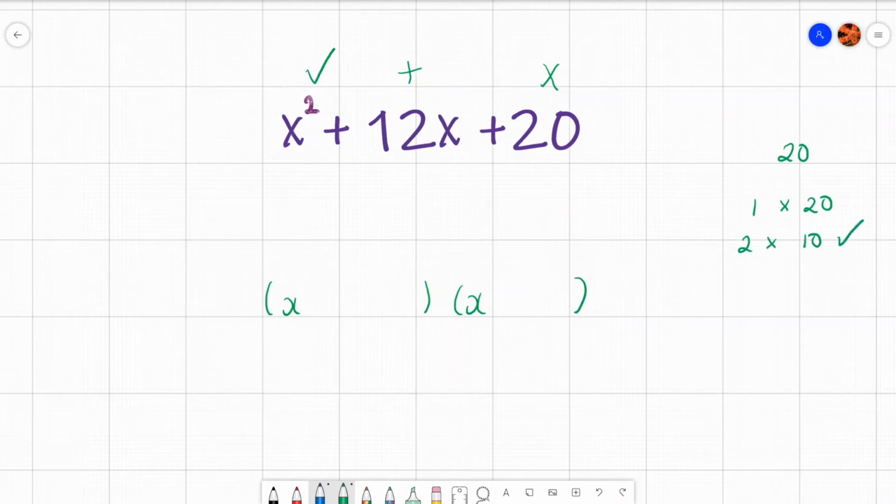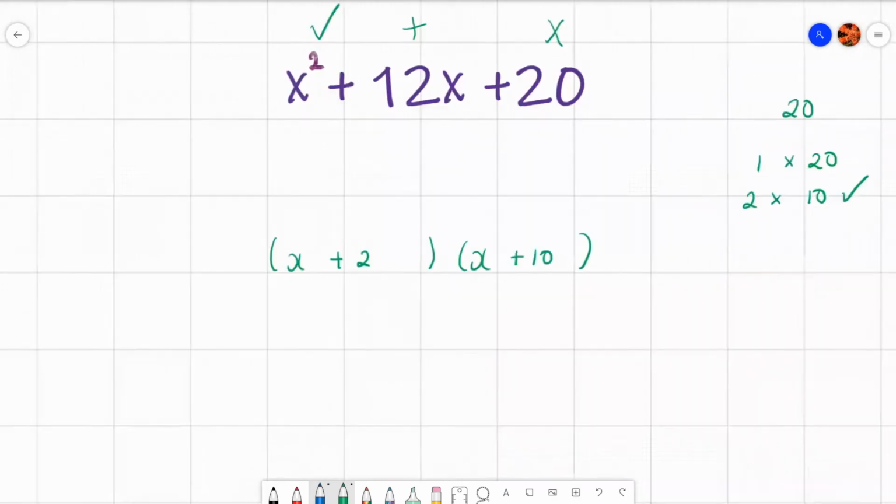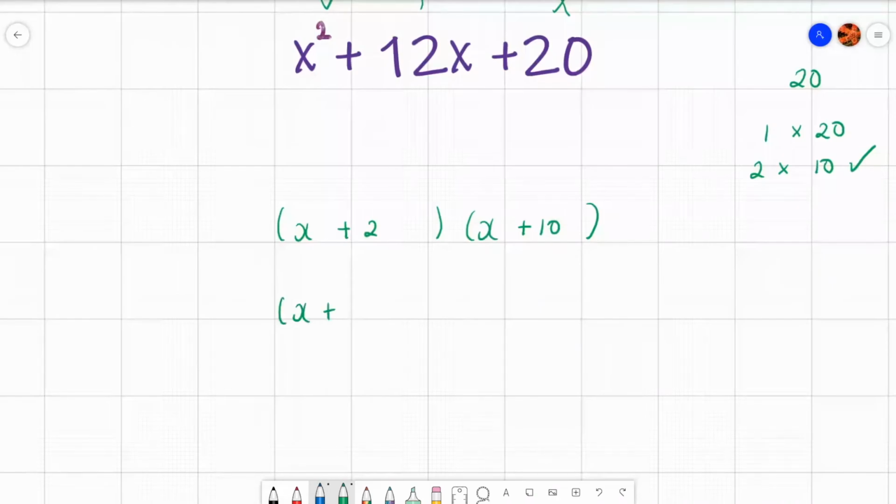Because I can add them together. 2 add 10 is 12. So plus 2 and plus 10. Again, it can be in any order. I could have written this as x plus 10 and x plus 2. That is also correct. It doesn't really matter which order you write it in, as long as your pairs of numbers are correct.